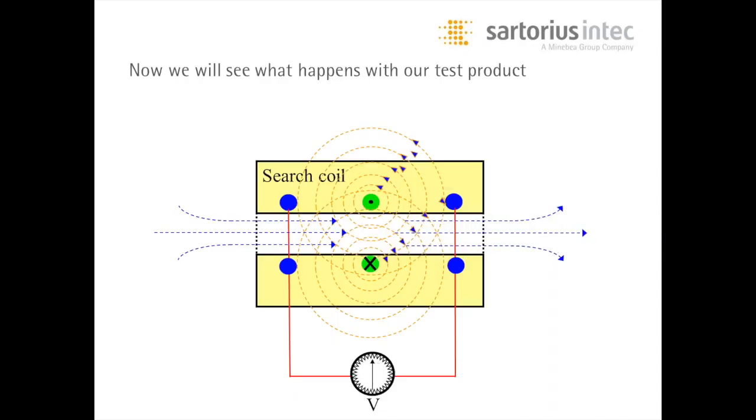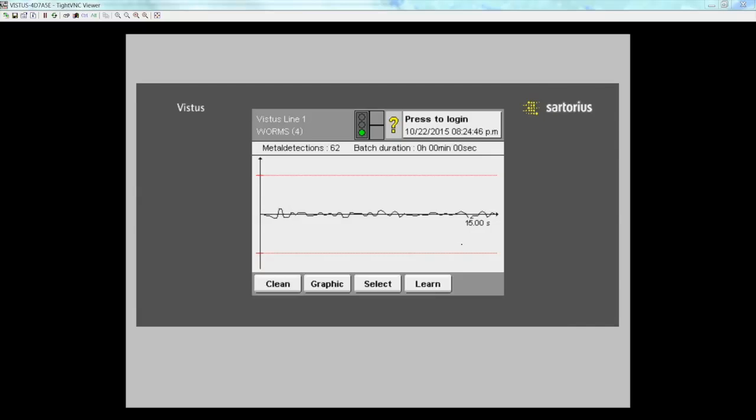So now we're going to go live. We're going to be looking now at the live screen of the metal detector to see what these signals look like. And so right now we're going to have them just run some good product through. Okay. So this is what the signal looks like in a metal detector.